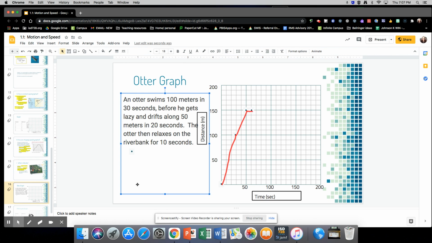All right, so we are going to do some more activities with this week, and we are going to be looking at some motion graphs that will show us stories, and we'll also look at stories and make motion graphs from those.